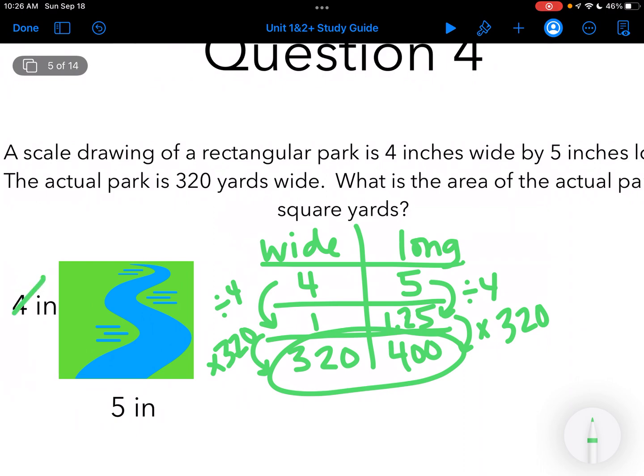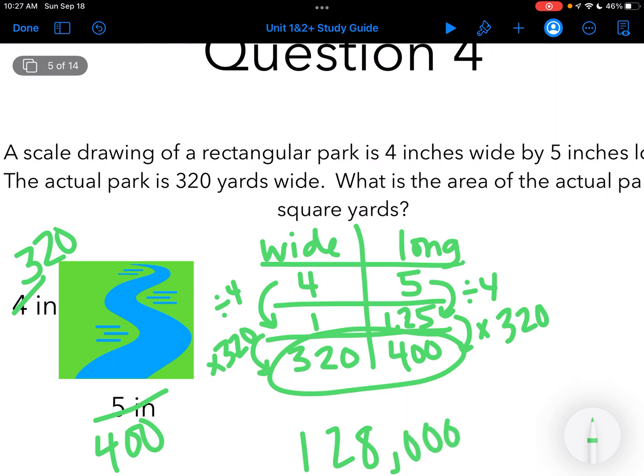So from here, these are my 2 dimensions. So now I have 320 by 400. So I'm going to multiply 320 by 400. And I get 128,000 yards. And that'd be square yards.